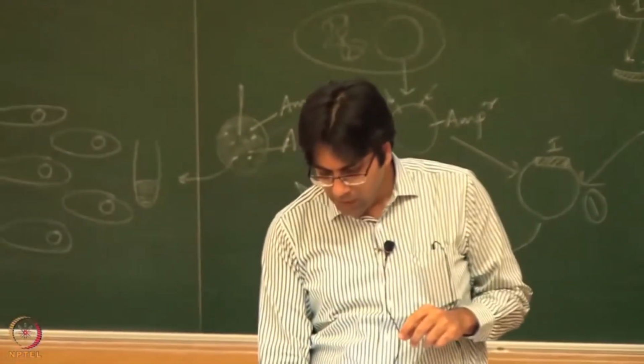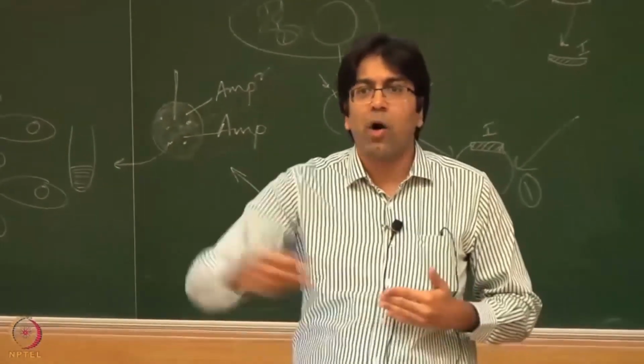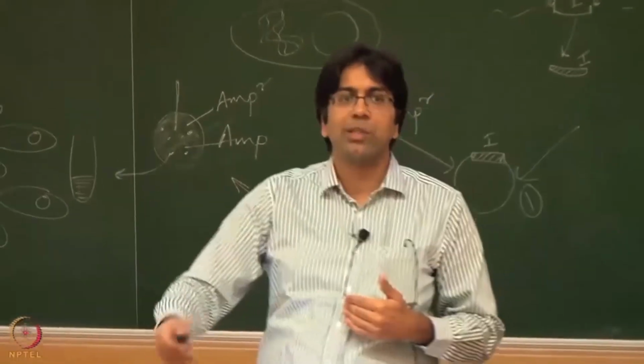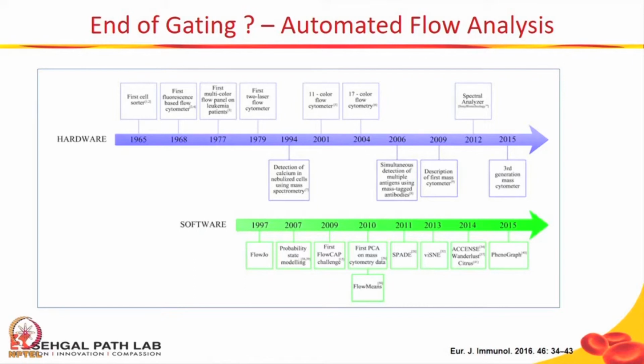So the field of software analysis is hugely expanding in all fields of science: flow, sequencing, proteomics. And one of the softwares, Infinisight for example, is using principal component analysis. I'll not go into the details. There's a very beautiful paper related to flow which says end of gating. The upper line shows you 1965 onwards, the hardware progress. Beyond 2000, path breaking progress has been less. Software progress is all 2000 onwards, and every 2 years you have something new path breaking coming up.